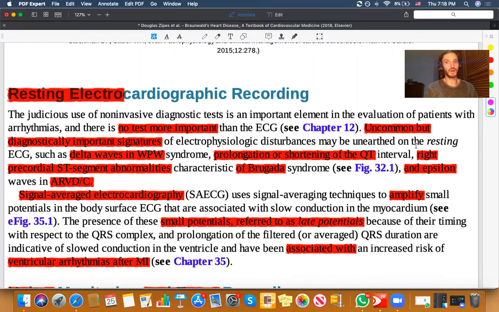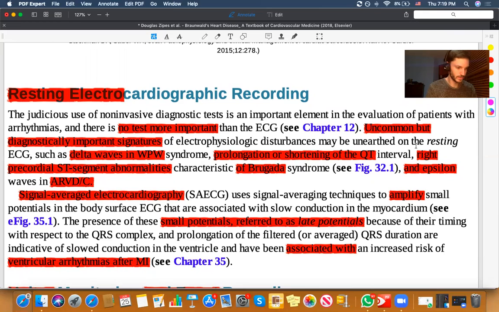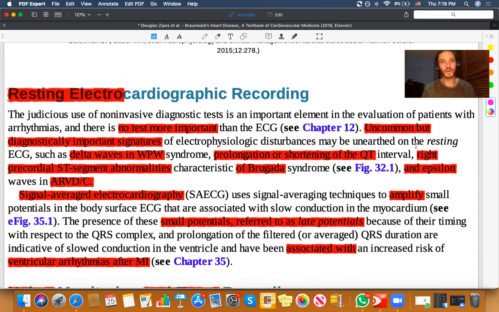So there are some uncommon but diagnostically important signatures, such as delta waves in Wolff-Parkinson-White. Okay. Prolongation or shortening. I just had one of those things you call a lapsus brutus. Wolff-Parkinson-White, yeah, of course. Things you've read hundreds of times and suddenly forget for a second.